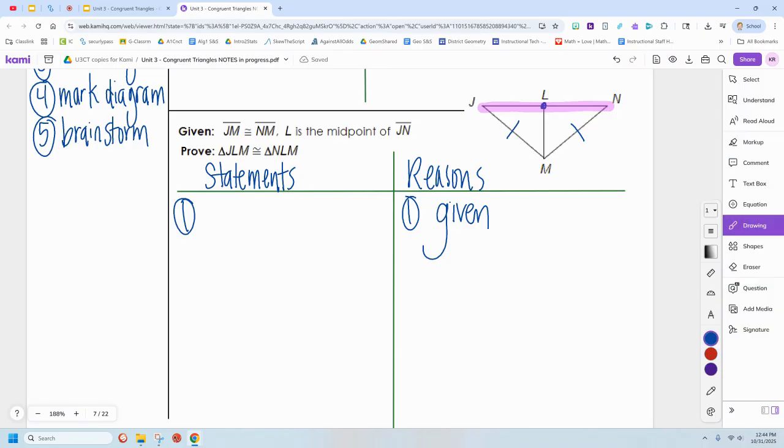Okay, so let's write our givens in our proof. You're literally just copying them down. Okay, I abbreviate the word midpoint, MIDPT. That is an acceptable abbreviation. And sometimes you have to kind of squeeze it in, and it's okay. You'll have plenty of room.